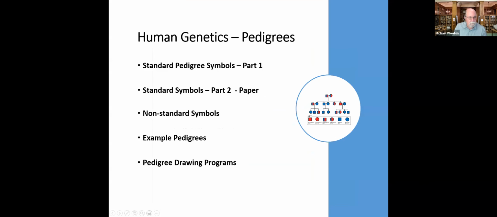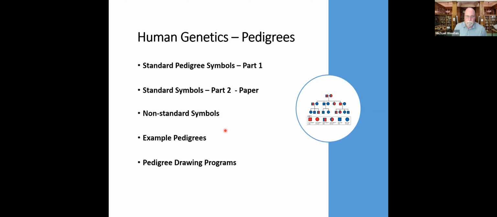Here, let me change over to a pointer for a second. There we go. All right, so what I want to do is talk a little bit about human genetics relative to pedigrees, talk about standard symbols and the standard ways that pedigrees are set up, more a reminder there, plus maybe a few new points. And then standard series part 2 is there's a paper that I've included under the module sections where there has been a sort of major agreement on how some symbols are put together and what symbols might be used. Then we'll talk just very briefly about non-standard symbols.